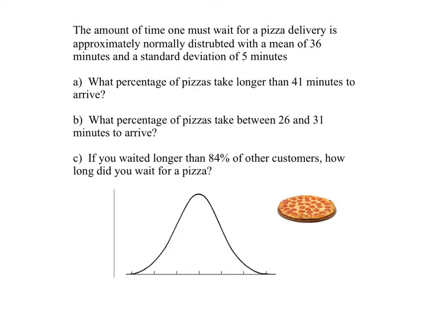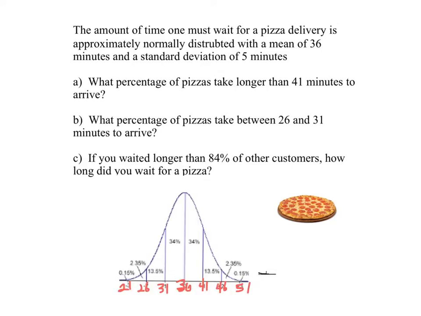It says the amount of time one must wait for a pizza delivery is approximately normally distributed with a mean of 36 minutes and standard deviation of 5. I'm going to pause the video and fill in our normal curve real quick. Okay, I've actually pasted in the one that we had used in a previous video with the percentages already in there. So the first question says, what percentage of pizzas take longer than 41 minutes? So we come down to 41 minutes and we add up those percentages and we get 16%.